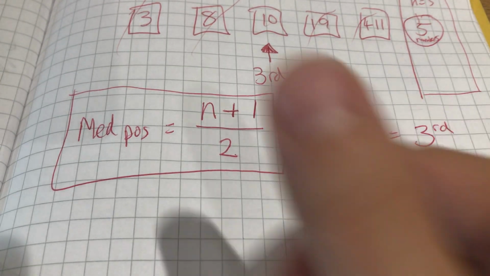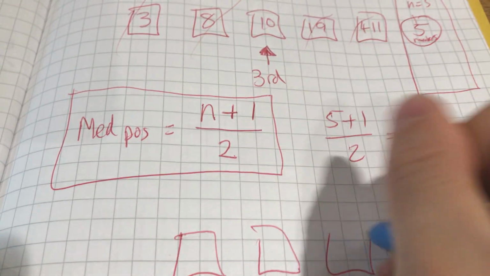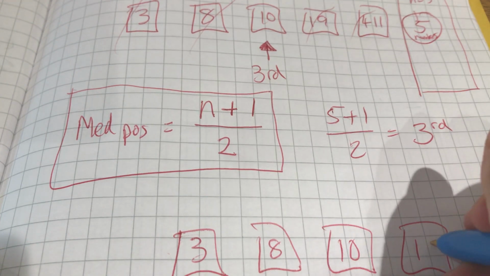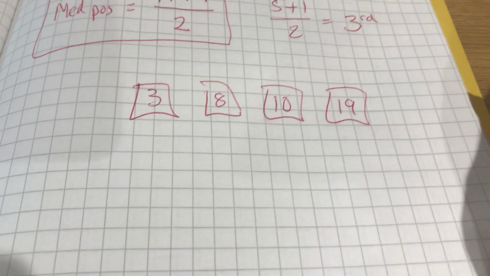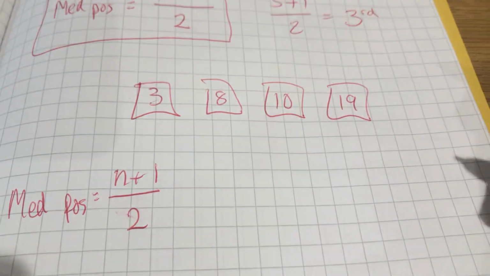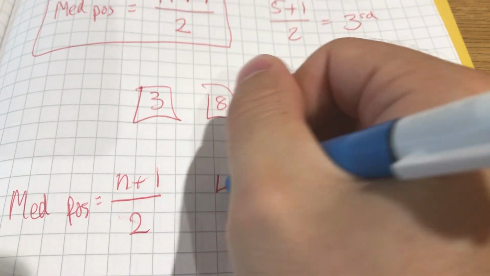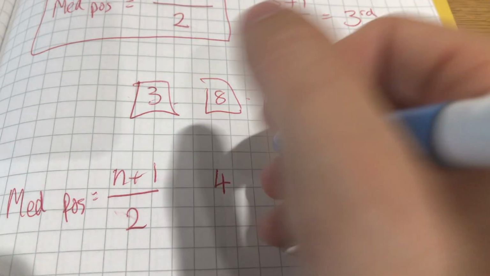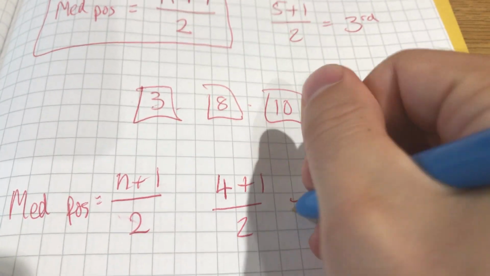Right? So let's say there was 4 numbers. Now, as you know, 4 numbers is a bit weird. They're in order, 3, 8, 10, 19. 4 numbers. We write n plus 1 divided by 2 to find the median position, because there's 4 numbers here. 1, 2, 3, 4. We add 1 and we half it, and that gives me 2.5.